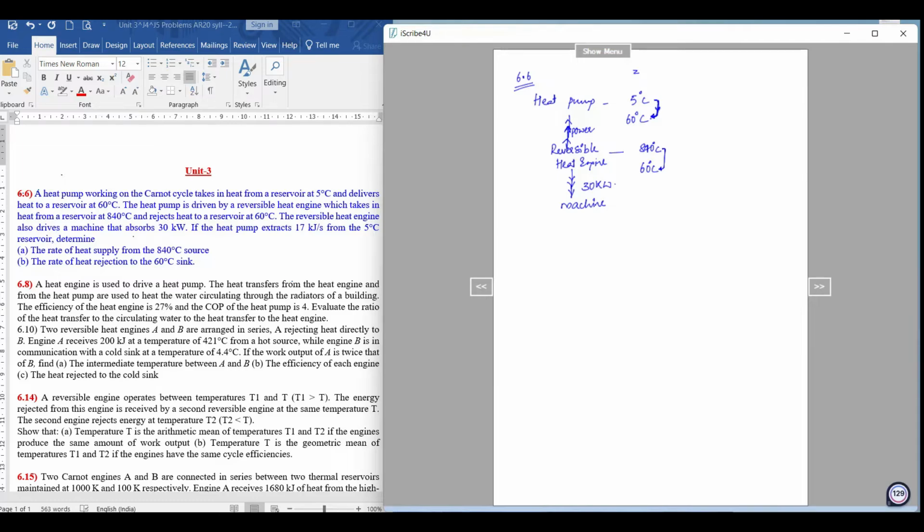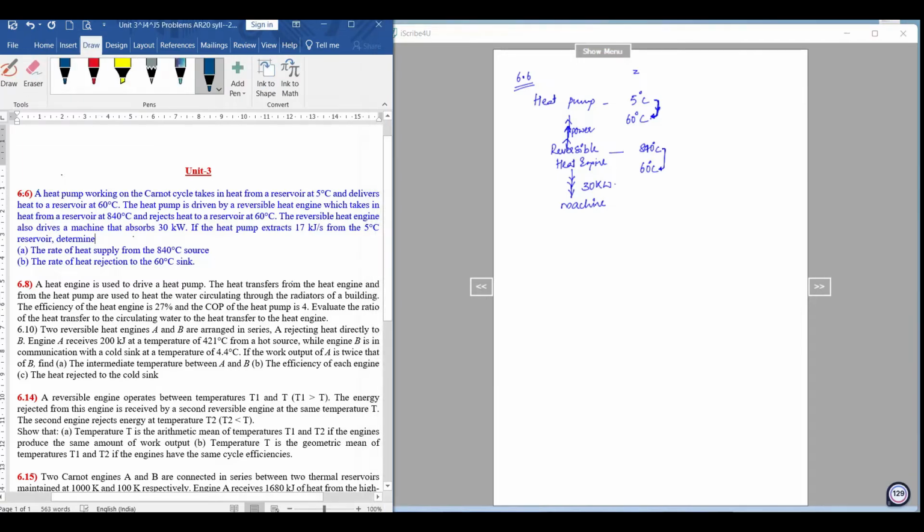Next, if the heat pump extracts 17 kilojoules from 5 degrees centigrade, so the heat extracted from the cold reservoir is 17 kilojoules. Read very carefully. Determine the rate of heat supply from the 840 degrees centigrade source and also the total heat rejection to the 60 degrees centigrade sink. These are the things asked. Let us first draw the block diagram representing the heat pump and heat engine, and then we will proceed with the problem.